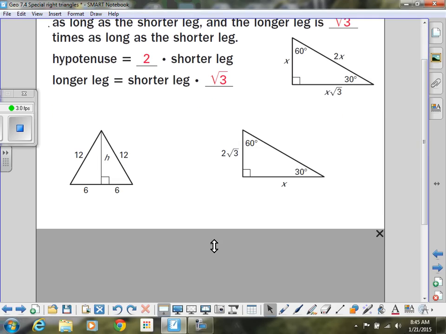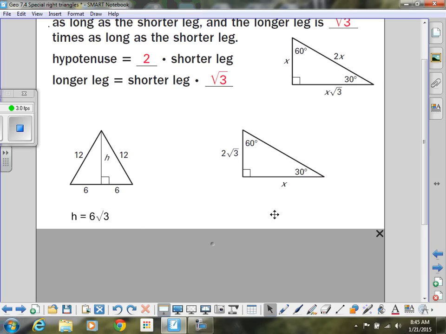So again, we have this equilateral triangle, 12, 12, and this whole base is 12. We're trying to find the height. So notice that the shorter leg is 6, the hypotenuse is 12, and I'm trying to find the longer leg. According to our pattern, to get the longer leg, I just take the shorter leg times the square root of 3. So I'm just going to take 6 times the square root of 3, and I'm done. I didn't have to do any calculation.